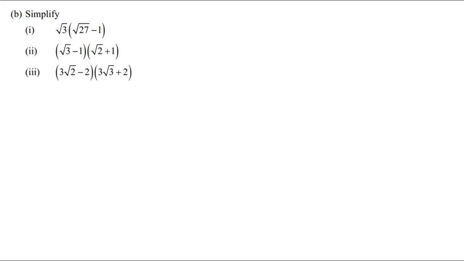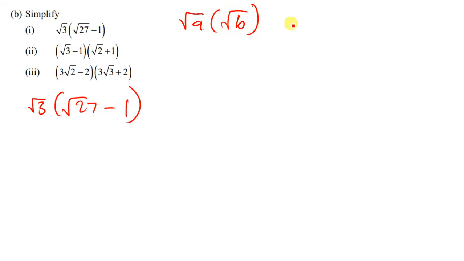So let's check. The first question is the square root of 3 open brackets the root of 27 minus 1. One thing you have to understand is that if you have the square root of a multiplying the square root of b, the answer is simply the square root of a times b, which gives you the square root of ab. This same applies to this expression.